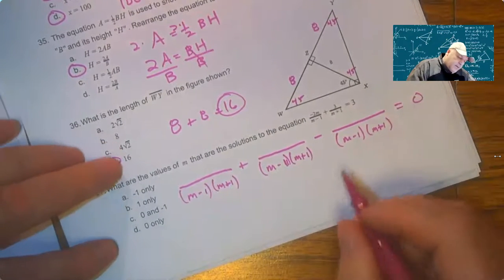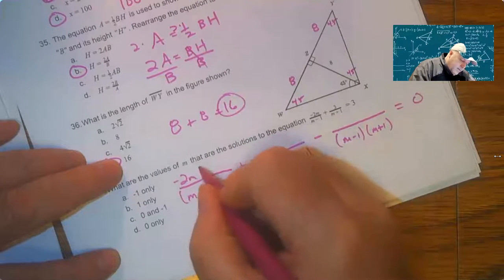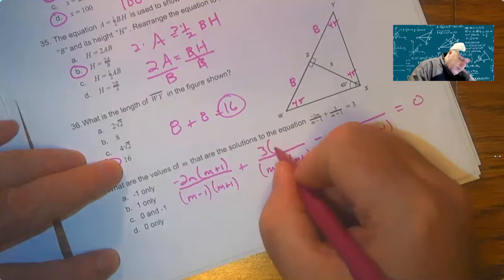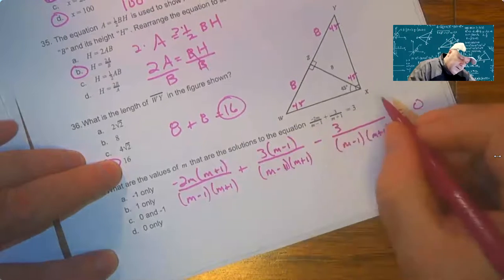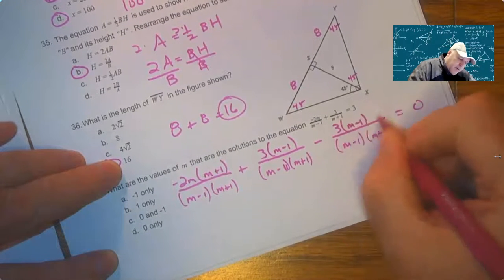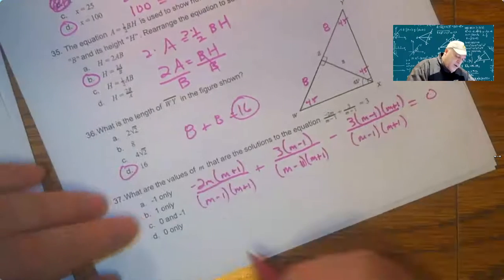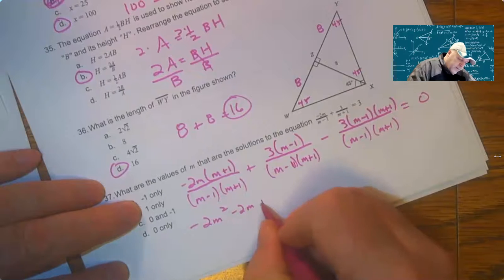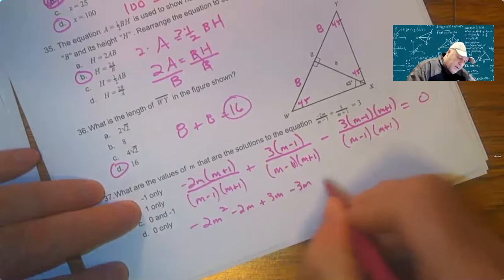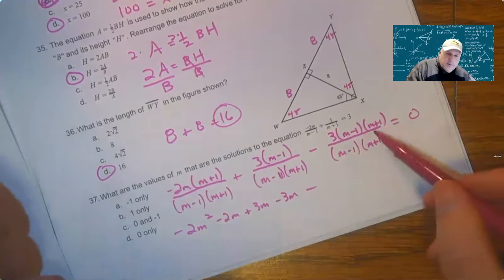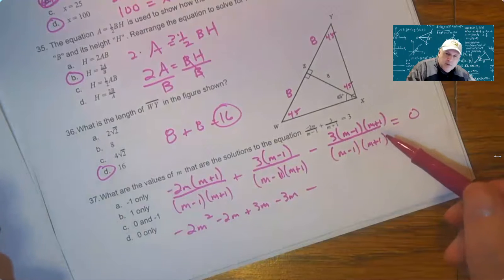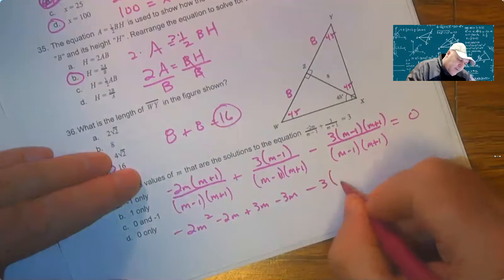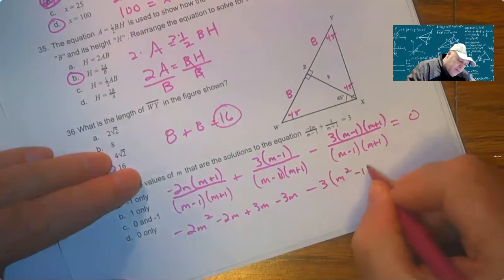And then we're just going to take whatever is missing, so negative 2m times m plus 1. And this is going to be 3 times m minus 1. And then this is going to be 3 times m minus 1 times m plus 1. And we're going to solve this equal to 0. Minus 2m plus 3m minus 3. And now we have to do this out, run the negative through. It's quite a pain. We'll put the 3 here. This will be m squared minus 1.